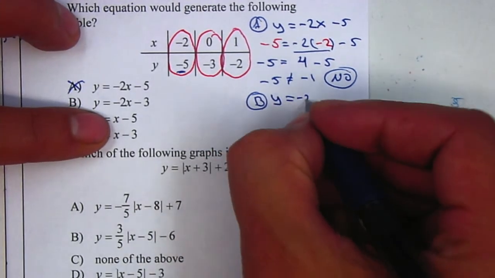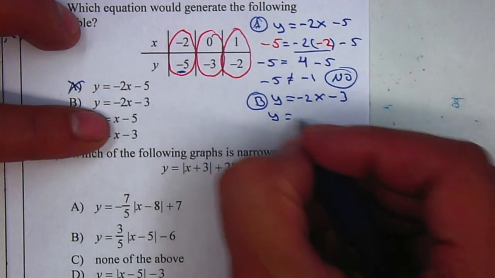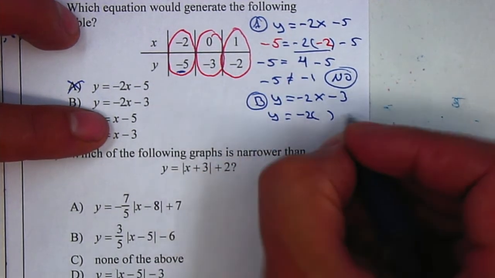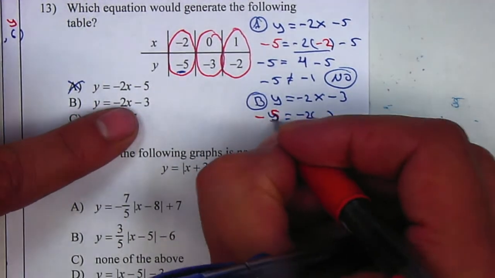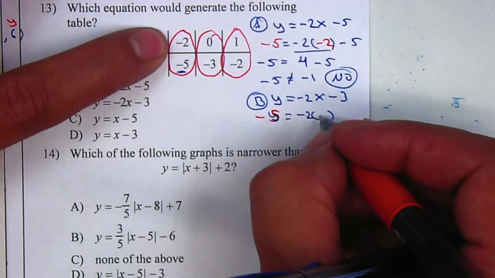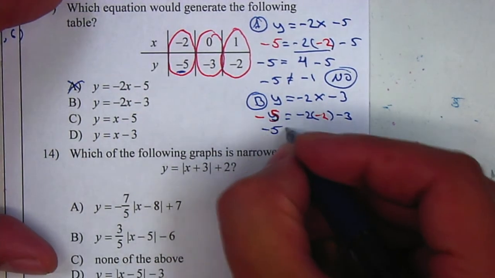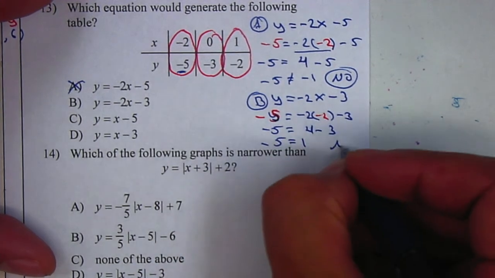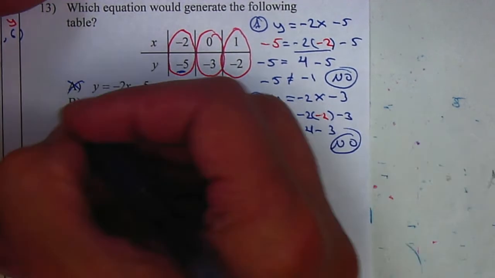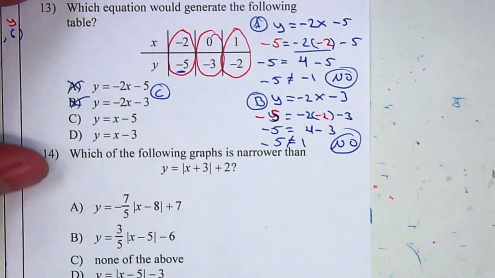y is equal to -2x minus 3. Instead of the y, I'm going to plug in a -5. Instead of the x, I'm going to plug in a -2, then minus 3. -5 is equal to 4 minus 3. Is -5 equal to 1? No. So B is not the answer. Let me try C here.